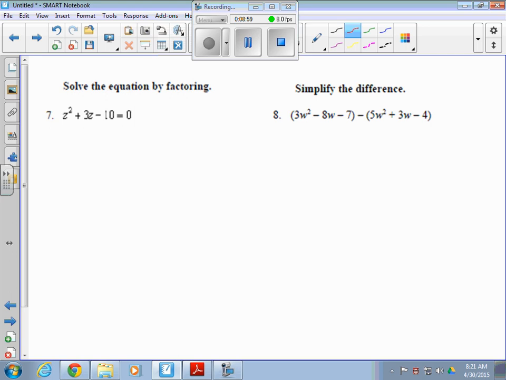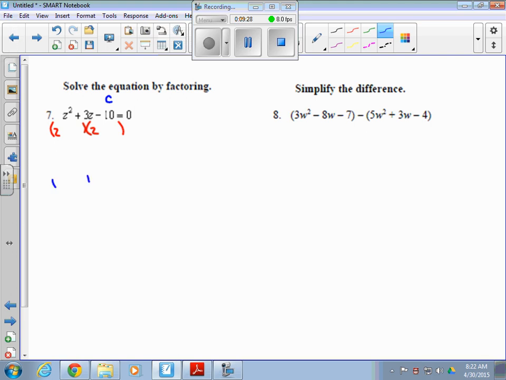Number 7 says to solve this one by factoring. Remember, factoring means take a trinomial like z squared plus 3z minus 10 and separate it into 2 binomials. In order to get z squared, you need to multiply z times z. That gives you z squared. After that, remember, take whatever your c term is and factor it out.